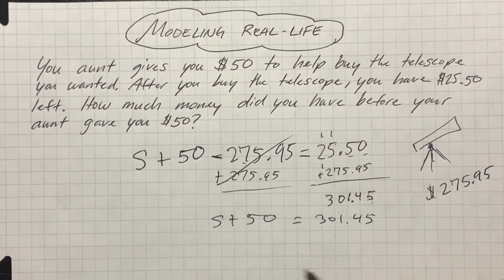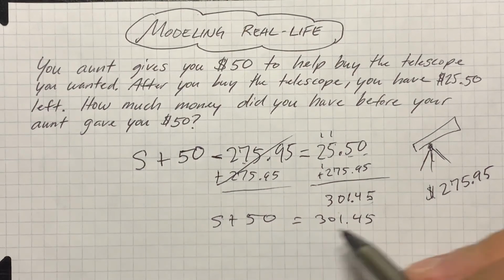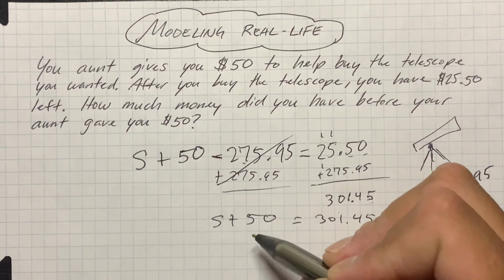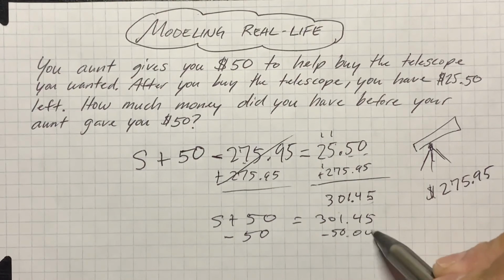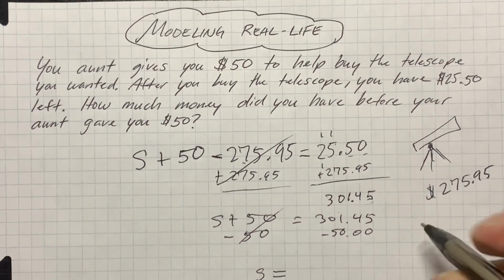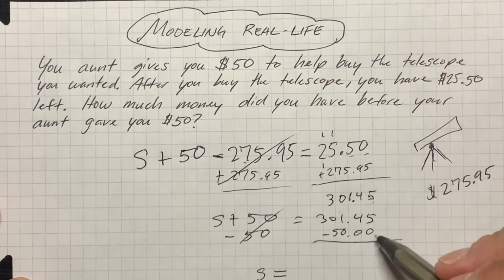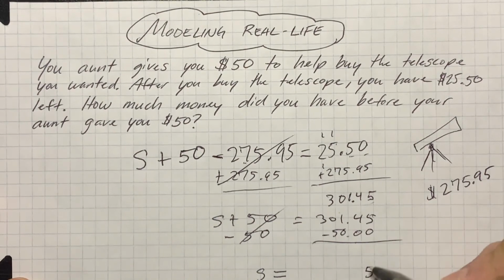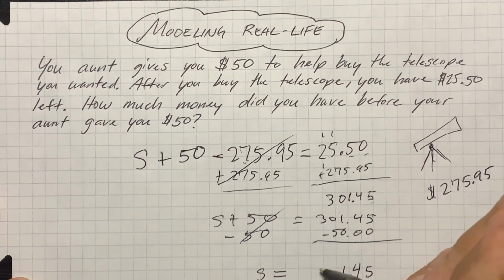And then again, we're going to have to isolate the variable. We want to get that variable by itself. So again, we have 50 here. We've got to get rid of that 50. To do that, we use the inverse operation of addition, which is subtraction, and subtract on both sides. Okay, 50 take away 50 is 0, and then we're left with S, and of course, $301.45 take away $50. This is going to be 5 take away 0 is 5. 4 take away 0 is 4. 1 take away 0 is 1. And then 30 take away 5 is going to be 25.